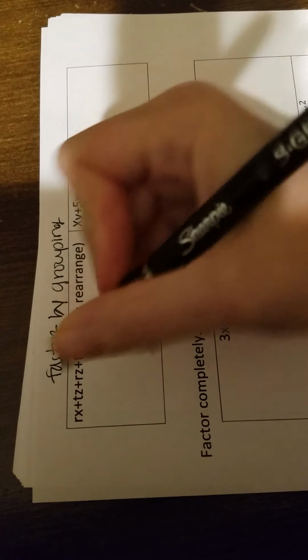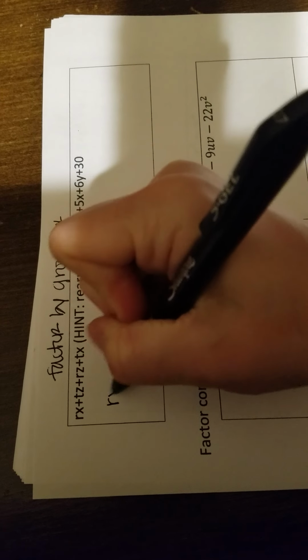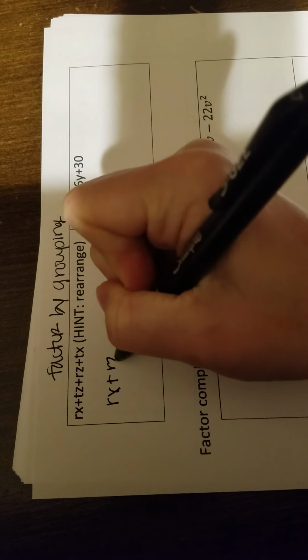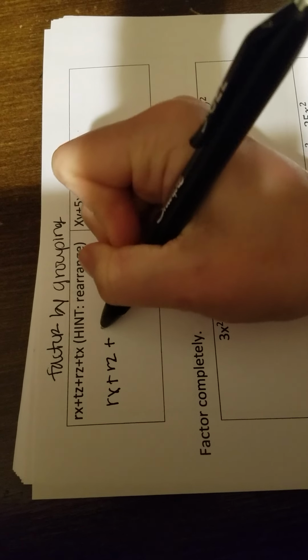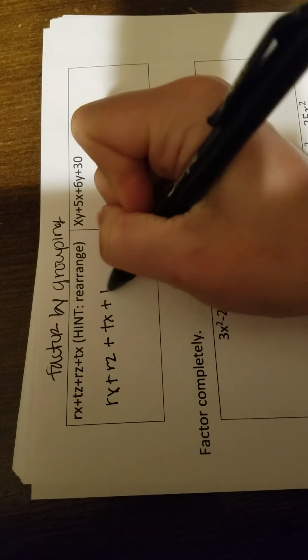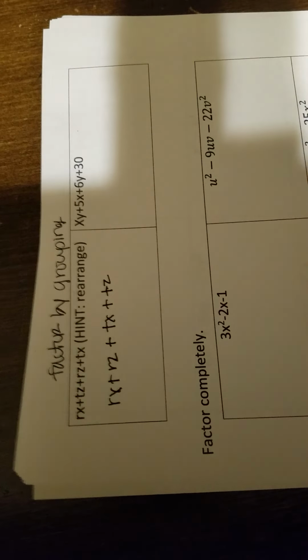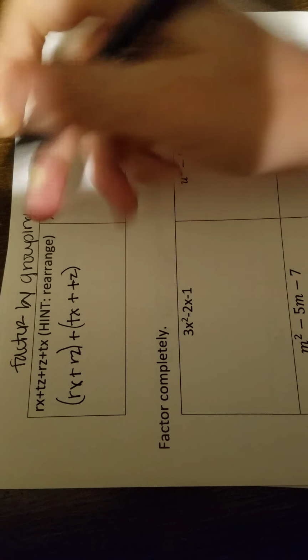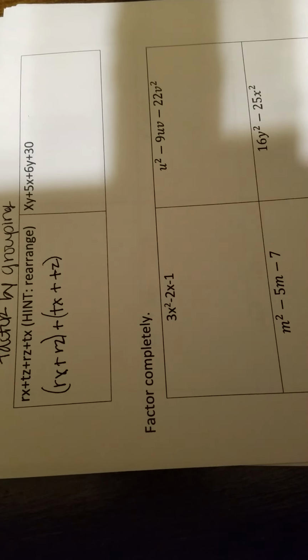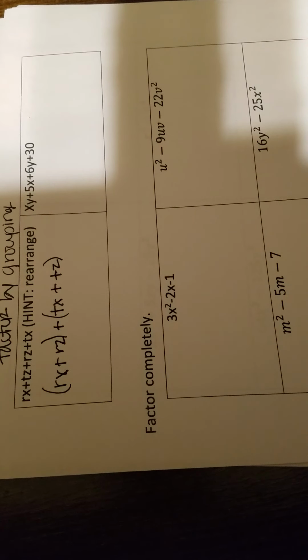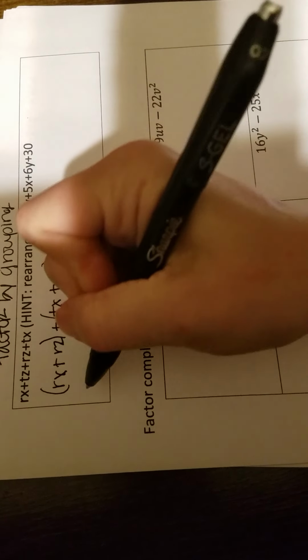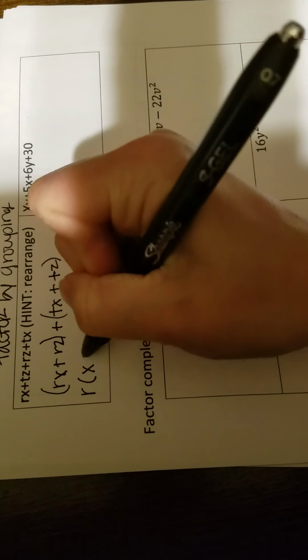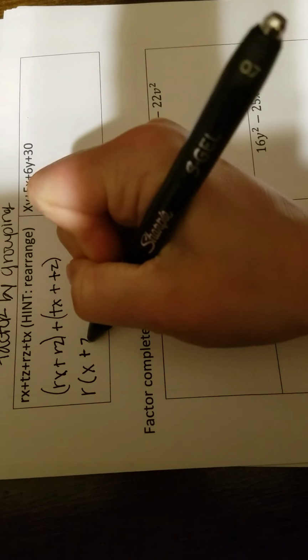So it says rearrange these guys. So let's try maybe doing the RX plus the RZ plus the TX plus the TZ. I know the T's and the plus signs are a little hard to tell. But anyway, let's pair these guys up, leaving that middle sign just kind of hanging out because it's important that we carry that with our factoring, okay?